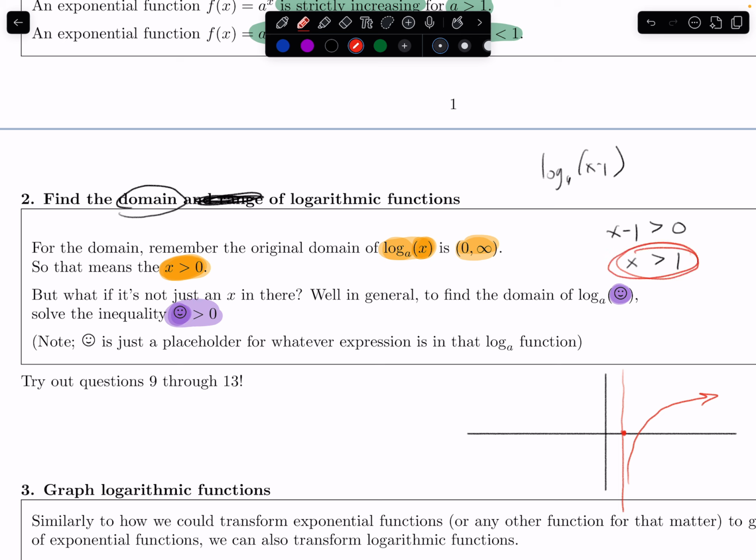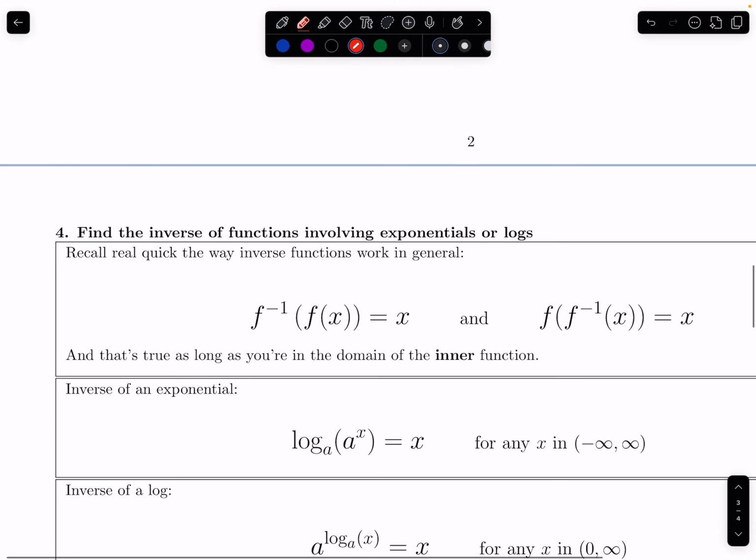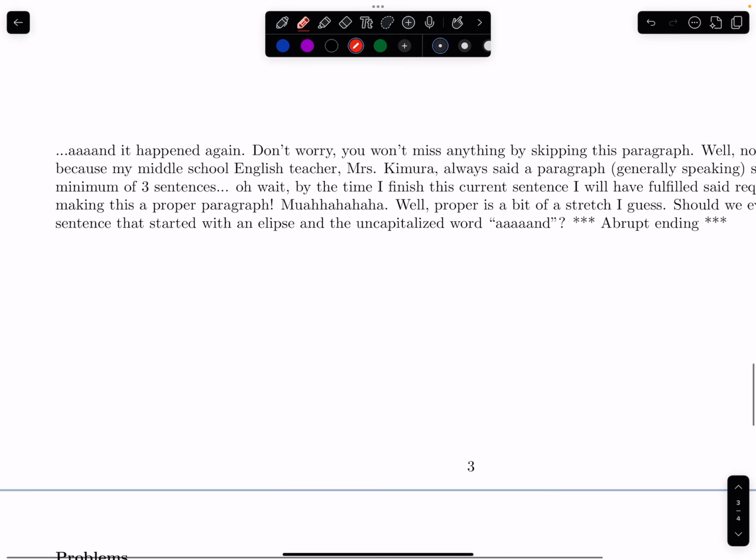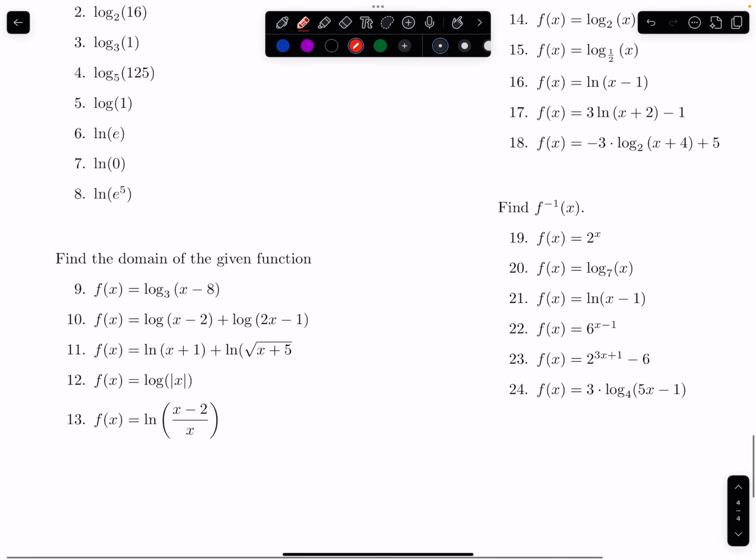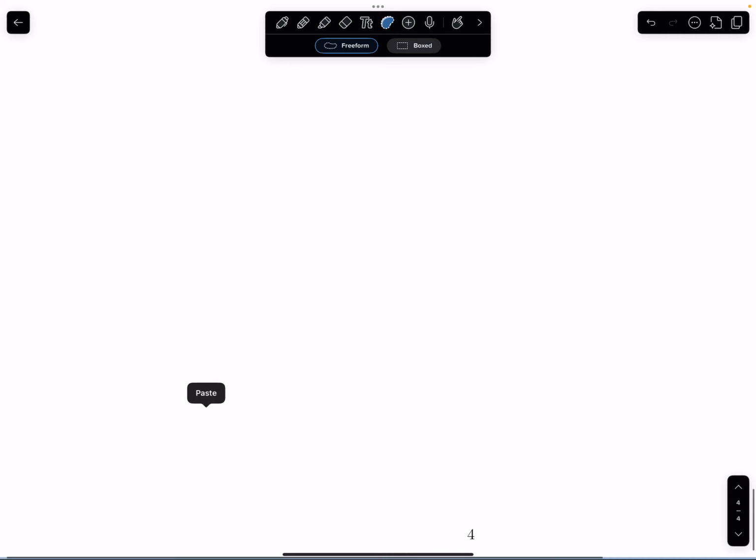So how did I get there? I just got there by solving that inequality. Starting whatever is inside, make sure that's bigger than 0. And that just corresponds exactly with the kind of transformation that occurred. So let's try the questions 9 through 13 with that in mind. Where were we? Down here, okay. It says find the domain of the given functions.